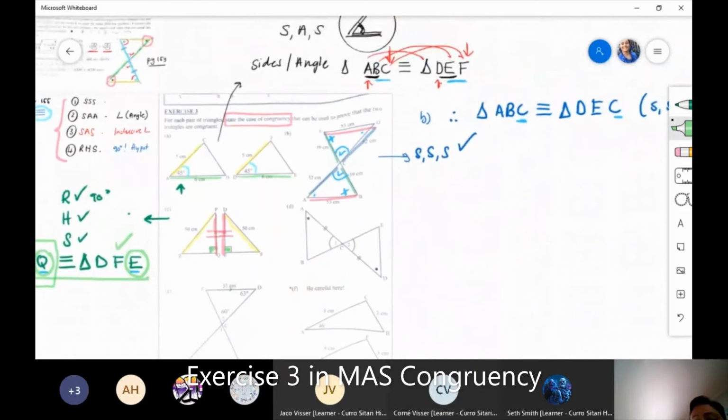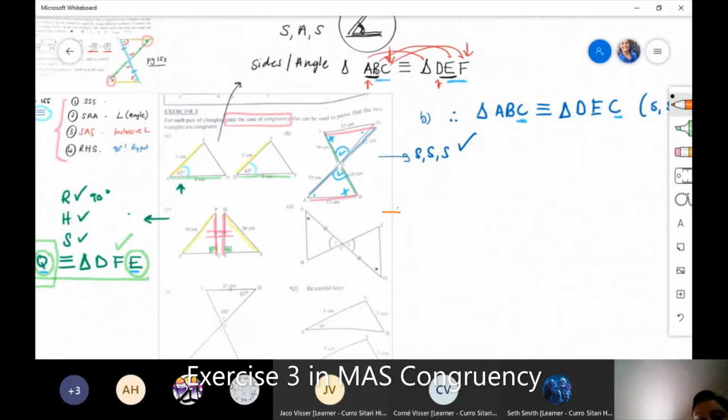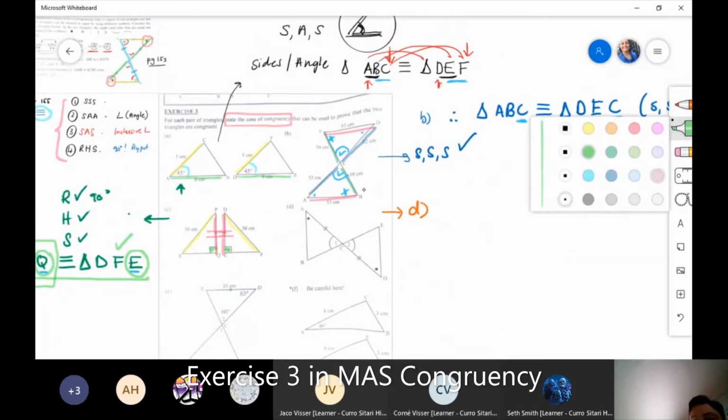Right, now let's look at number D. Let's make that one orange. Number D, I can see certain things have been indicated. Let's color code again. I can see I have a dot here and a dot and a dot. That means the measure, the size of that angle is equal. Then let's look at something else.